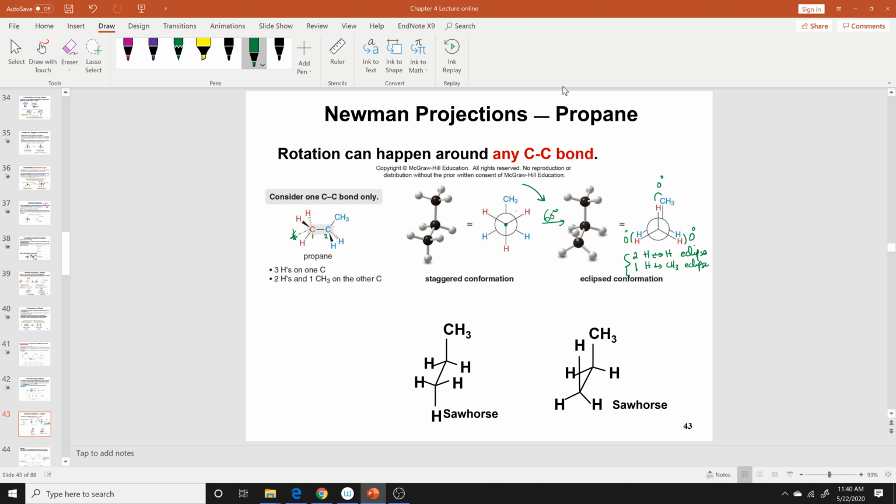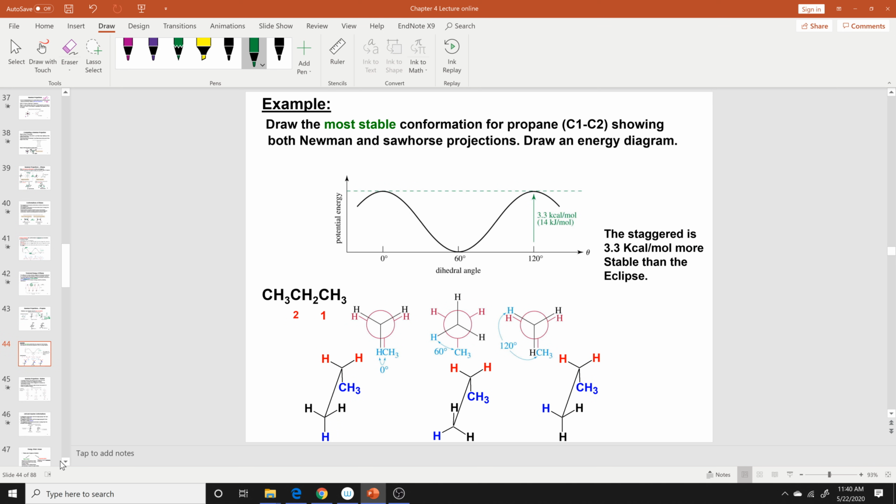So this is going to be my torsional strain in this case. Remember, we said torsional strain is basically the interaction that happens between the bonds when they are eclipsing each other. So I have that much torsional strain in this case. If I compare the staggered conformation to the eclipsed conformation, the eclipsed is going to have a higher energy, so it's going to be the least stable. The higher the energy, the less stable the compound is. They go inversely proportional to each other.